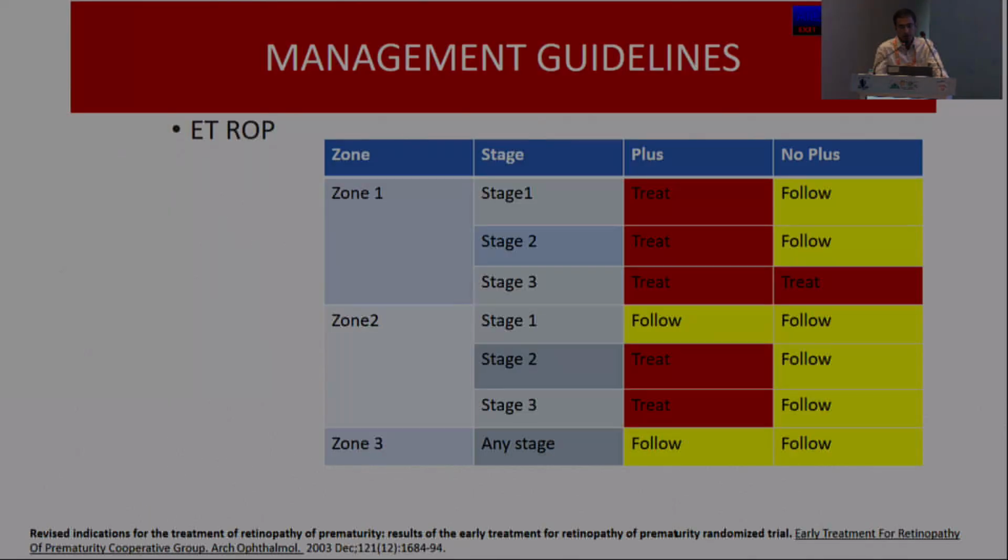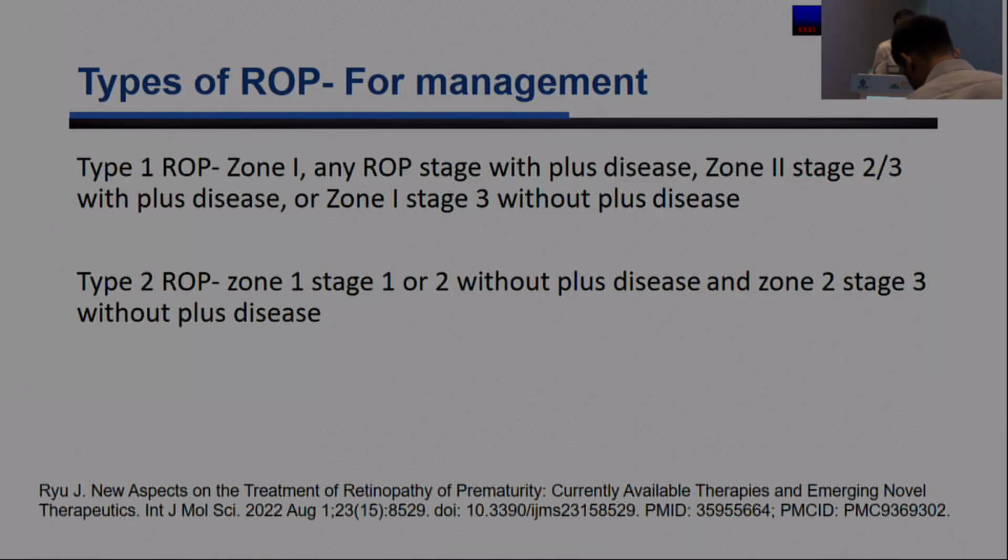So the management guidelines for ROP are based on the Early Treatment ROP cooperative group, where in zone 1, any stage with plus disease needs to be treated, be it stage 1, 2 or 3. Zone 2, stage 2 and 3 with plus disease require treatment. All others can be followed up. And for convenience, for management, we have type 1 and type 2 ROP. So zone 1, any stage with plus disease, or zone 2, stage 2 or 3 with plus disease, is type 1 ROP. It requires treatment. Type 2 can be observed.